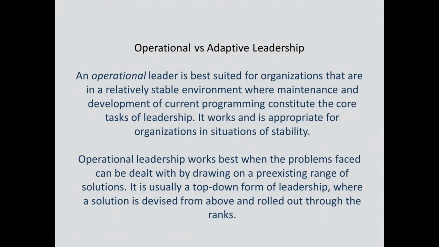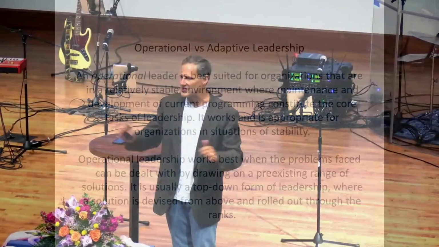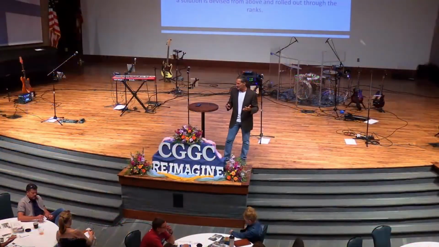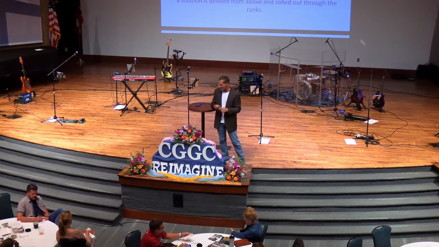Operational leadership works best when the problems faced can be dealt with by drawing on a pre-existing range of solutions. In other words, here's how it's always worked in the past, so to move forward, since everything's kind of the same, we can just do what we've done in the past again and again. It is usually a top-down form of leadership where a solution is devised from above and rolled out through the ranks. That's a typical way we often think of operational, organizational leadership.